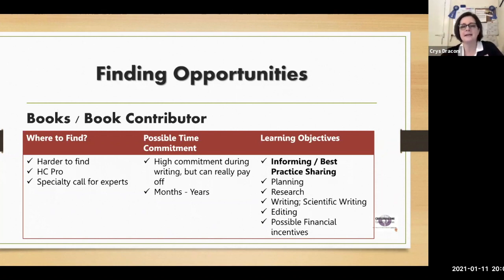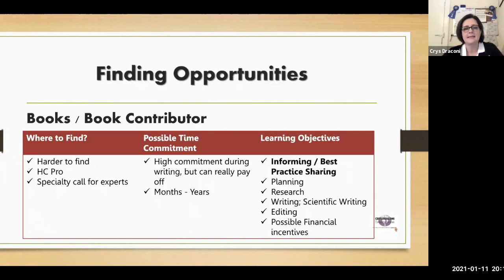Possible time commitment. It is a high time commitment while you're writing, depending on how quickly the words flow from you. But you need to be able to put it in. It can take from months to years to write something, especially doing a full book.